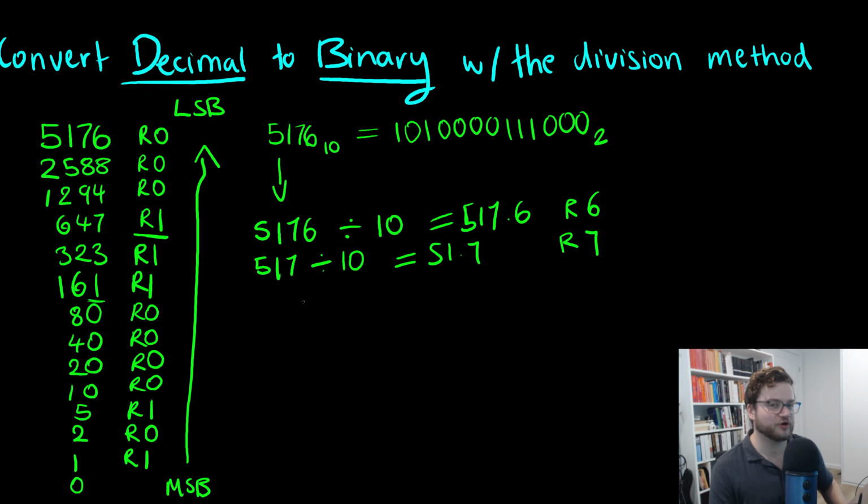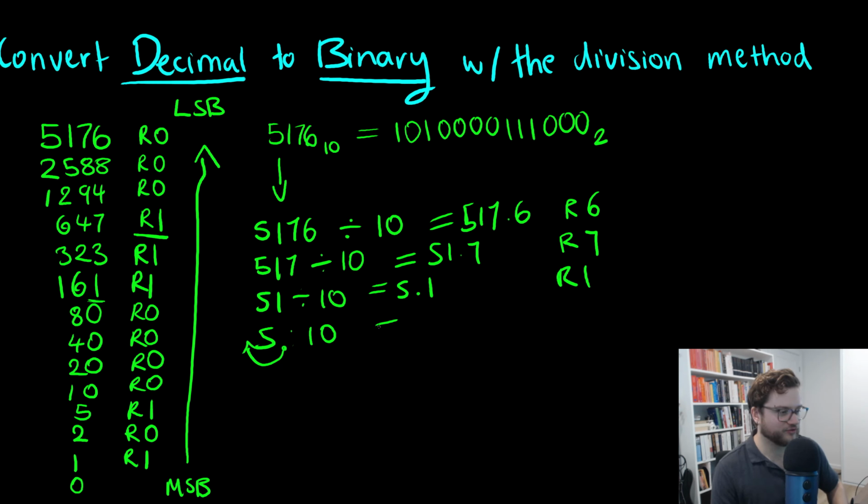Interesting. Can you see where I'm going with this? Eradicate the 7. We have 51 divided by 10 equals 5.1, a remainder of 1. And lastly, 5 divided by 10. And you remember what to do here? Decimal point here. Move it around. You have 0.5 is the answer, remainder of 5. So we have 5176. We have it here.